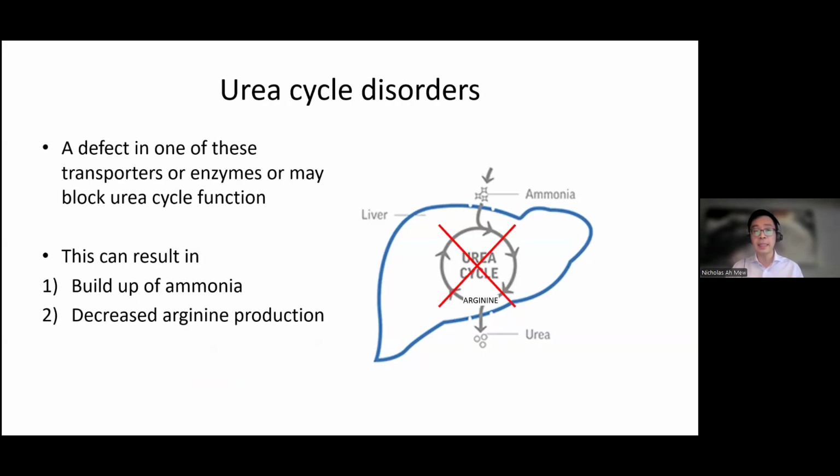So a defect in any one of these transporters or enzymes may cause a block in urea cycle function, and that can result both in a buildup of ammonia, which is a potentially common feature of all of the urea cycle disorders, but also arginine then becomes conditionally essential, right? So you will have a decrease or absent arginine production, and then you would, as a result, need to get it from the diet.